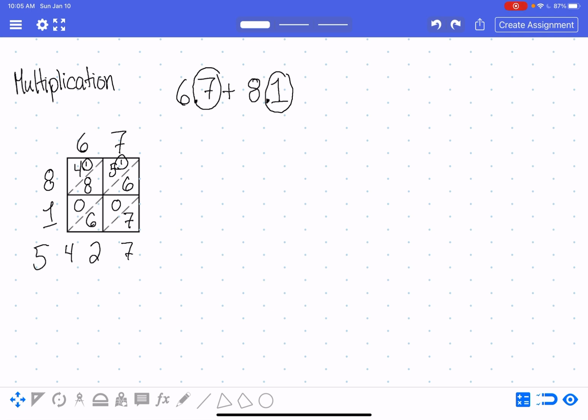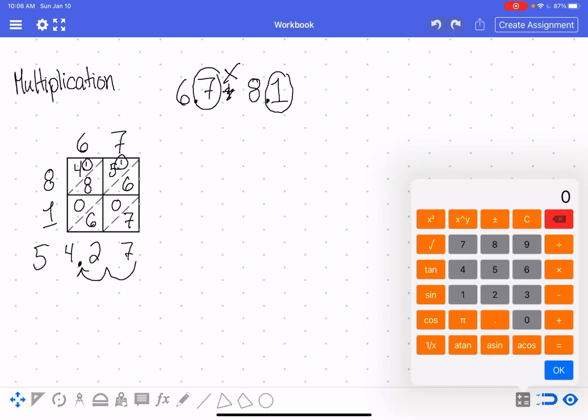So there's 2 decimal places. It's right here. So you count from this side. Okay, 2 decimal places. So if you were to multiply 6.7 times 8.1, the product is 54.27.